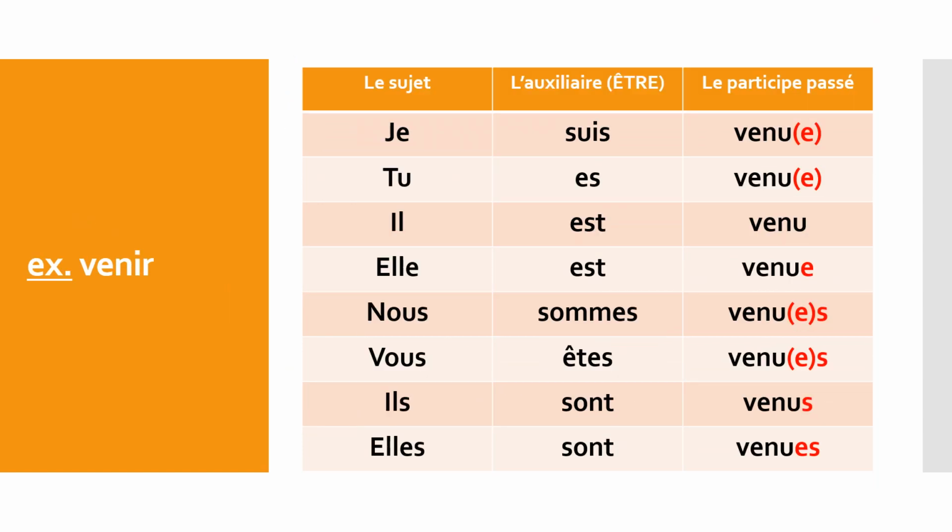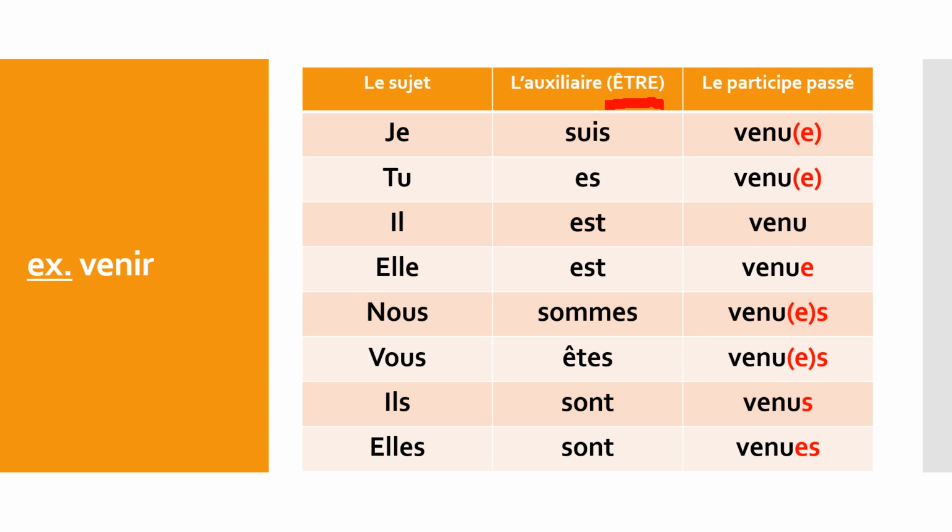Let's take a look at an example of a Dr. Mrs. Vandertramp verb conjugated in the passé composé. As I've stated, Dr. Mrs. Vandertramp verbs conjugated in the passé composé use the verb être in the present tense as its auxiliary verb.